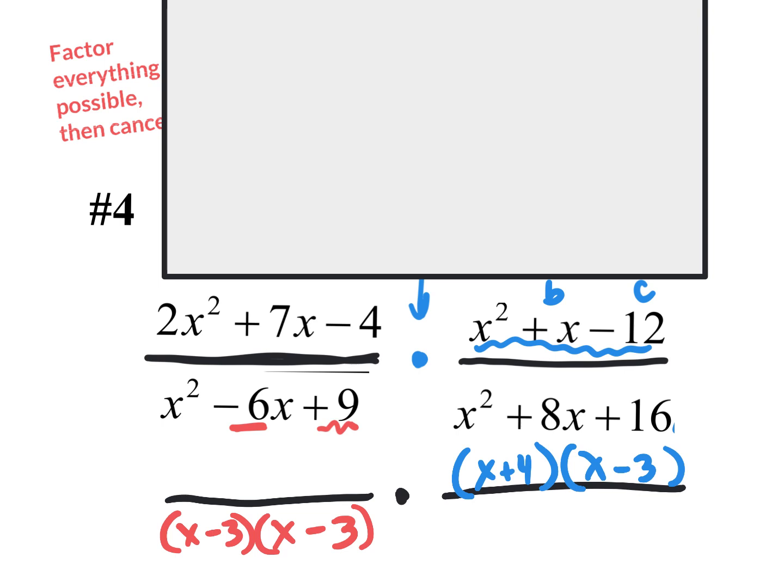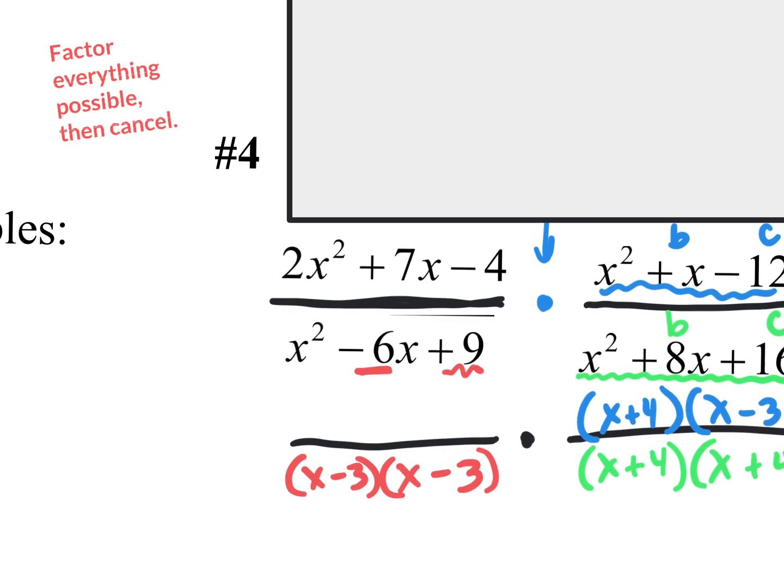And last but not least, let me go for this denominator in green. What times what is a c value of 16 that if I add together is a b value of 8? That is a +4 times a +4. That'll give us 16, and if I add it together, it's 8. Now, at this point, guys, I need to factor this guy, okay?